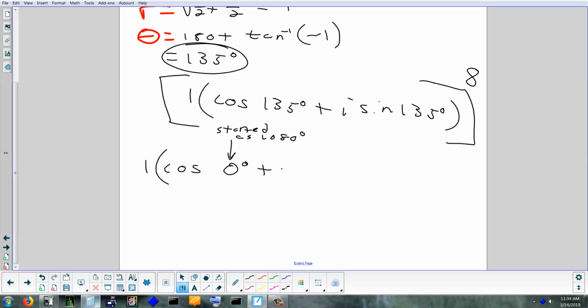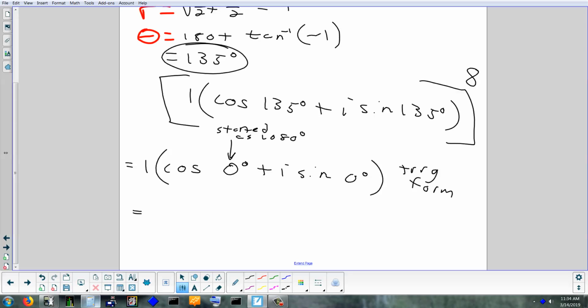Okay? Sam? Wait, would the cosine of 360 be the same as the cosine of 0? Yes, which is the same as the cosine of 1080. Yep. What form is that I just left it in? That's trig form.